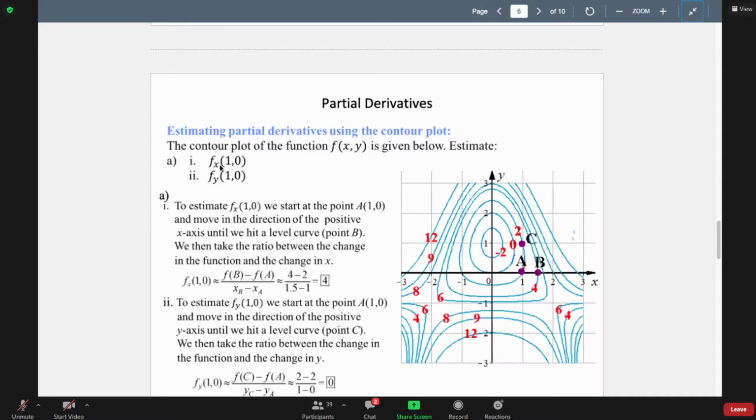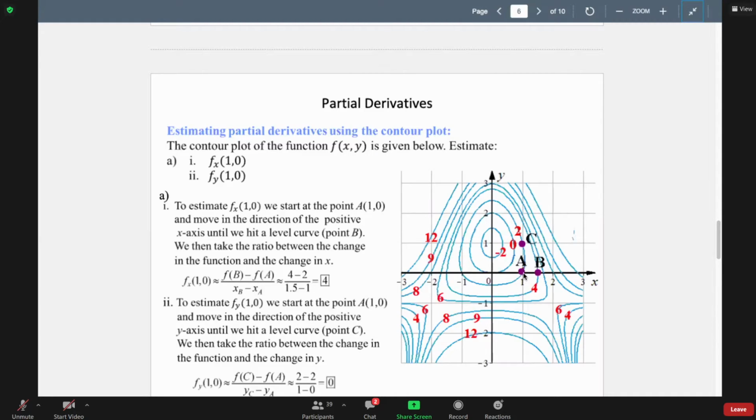And then we would like to estimate f_x and f_y at the point (1, 0). Of course, for the point (1, 0), x is 1, and so it's here. This is the point (1, 0), that's point capital A. To estimate f_x at this point, we compute the value at the point B minus the value at the point A, and then divide by the distance between those two points.